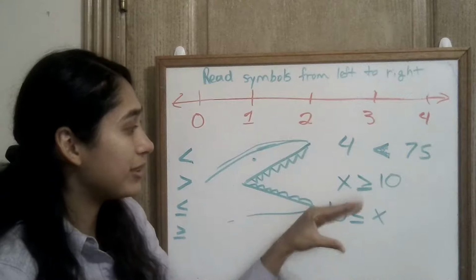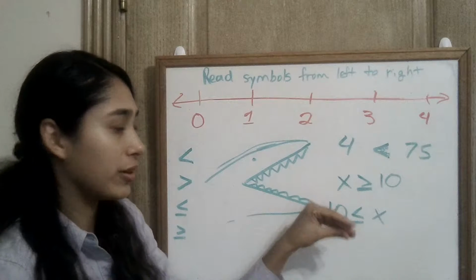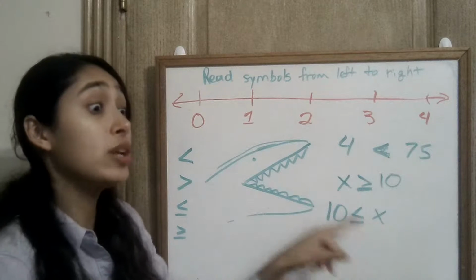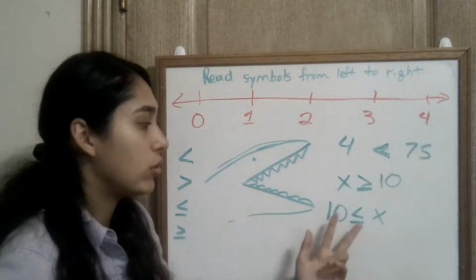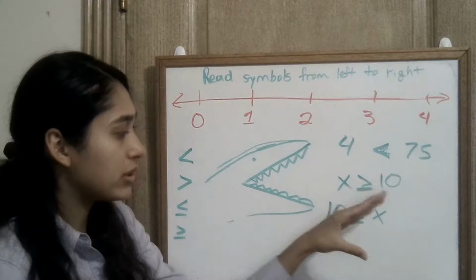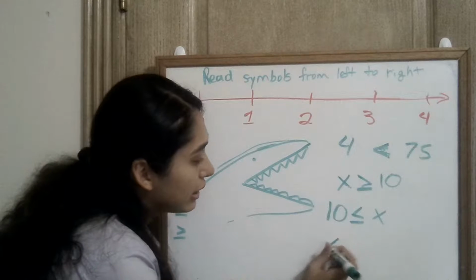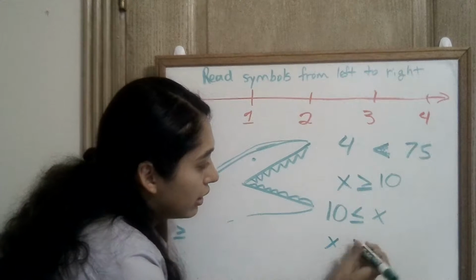The crocodile, what does it want to eat? It wants to eat the bigger number. It wants to eat X. So we know X is greater than 10. So it wants to eat the bigger number. So we're technically still reading it like this.